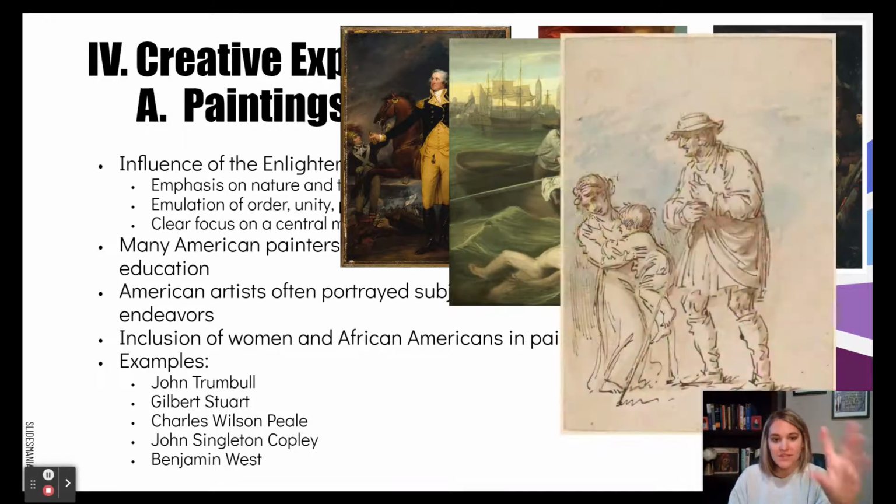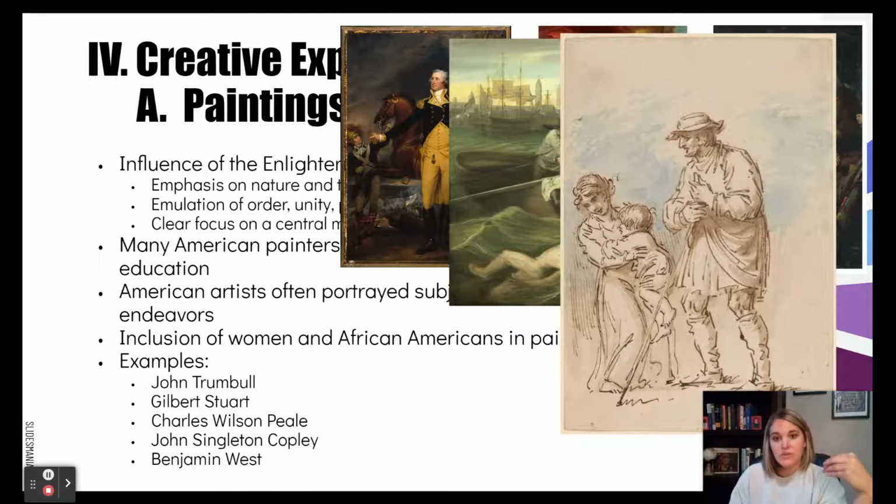Benjamin West. He has a very different style. He did do some of the more formal paintings. However, you can see this is quite different from one of the other ones. It's called the Vagabond Family. And so really showing a typical common person at the time.